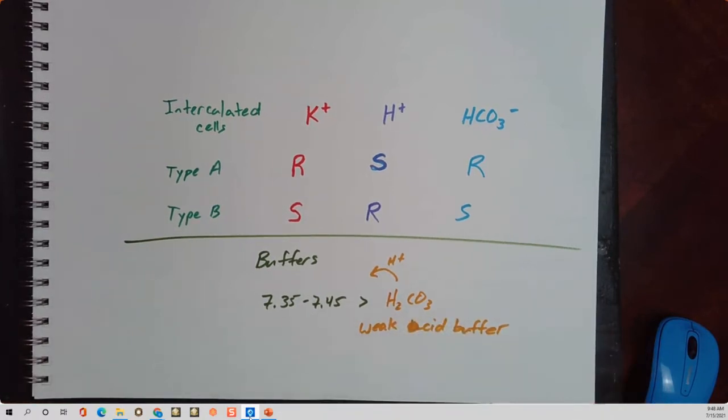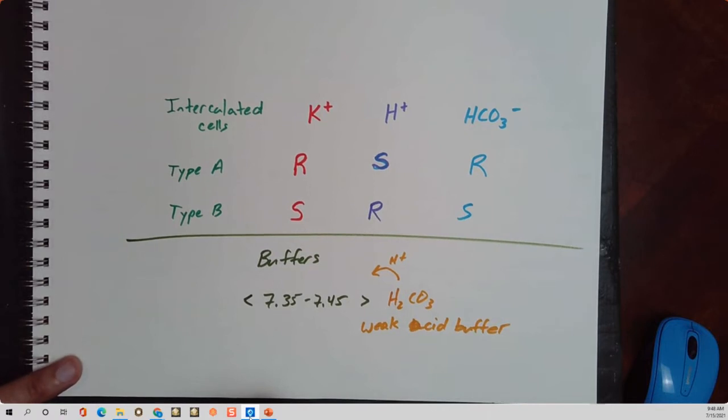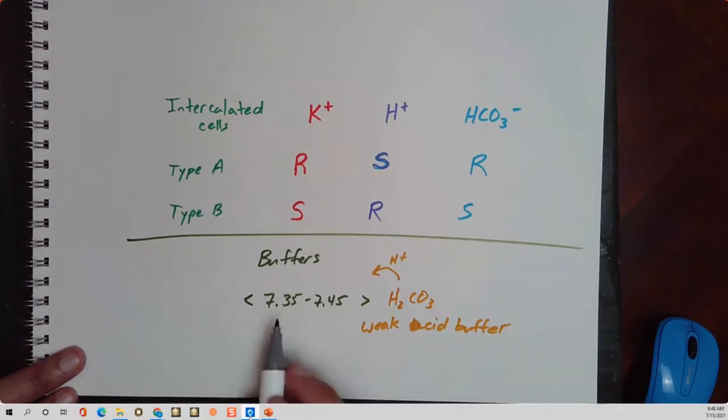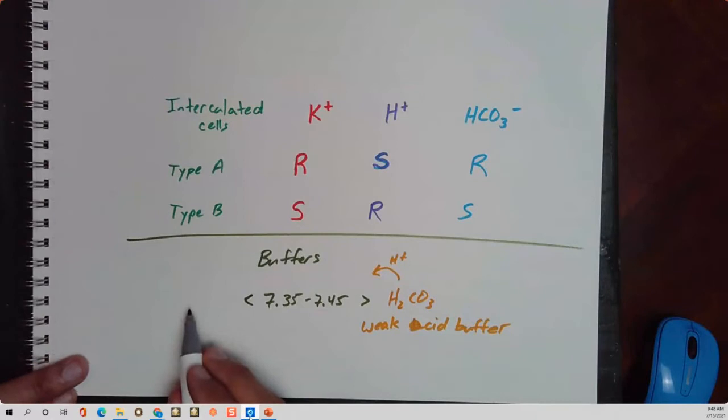So now what would happen if we got less than 7.35? Now we are in acidosis. Do we want to release more hydrogens if we're already in acidosis? No, no, no, no. We don't want to release more hydrogens. What do we want to do to those hydrogens that are in the solution? If I'm down at 7.2, I want to bind those hydrogens up now.